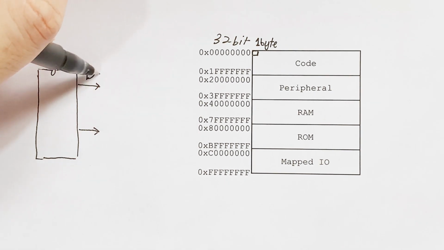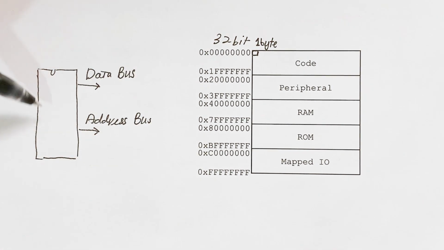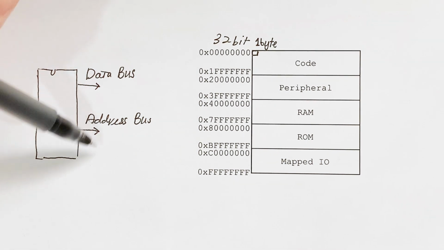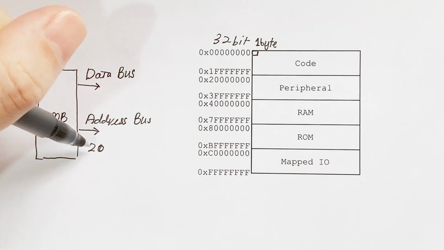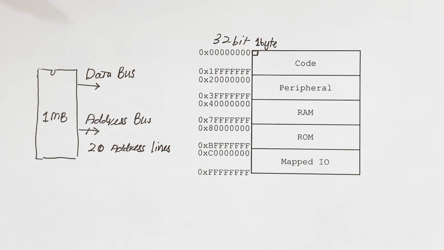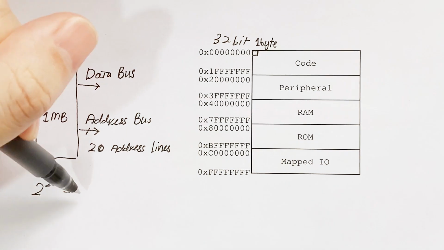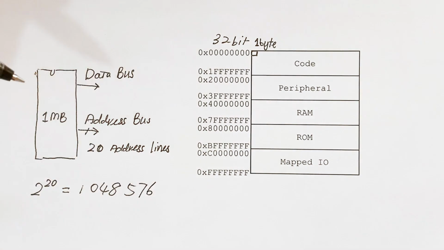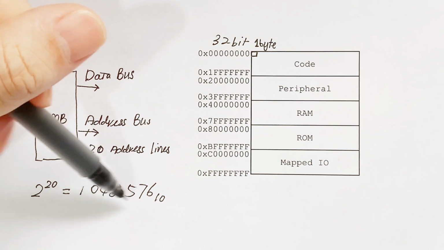A typical memory chip will have two buses connected to the processor. The first one is the data bus, and the second one is the address bus. Depending on the size of the memory chip, the number of address lines is determined by the size of the memory itself. For example, for a 1 MB memory chip, there are 20 address lines grouped into the address bus. If you calculate 2 to the power of 20, where 20 is the number of address lines for the memory chip, you will get roughly 1 million memory locations, where each location is 1 byte.